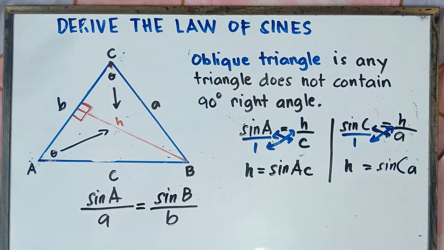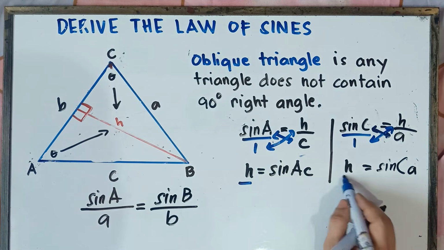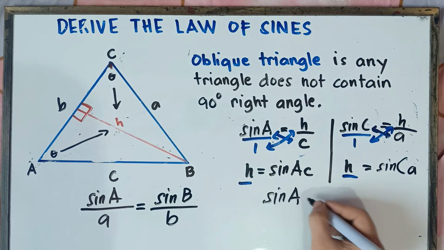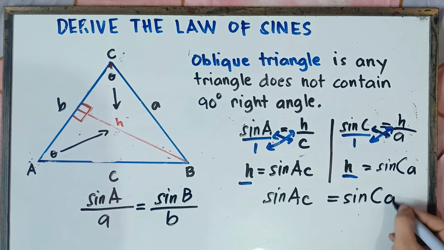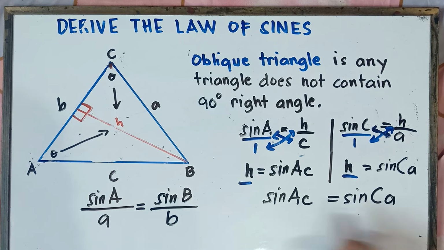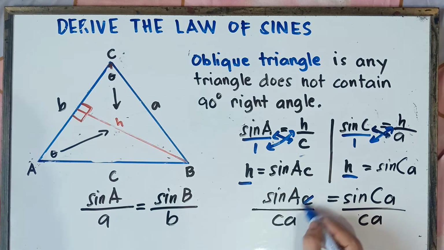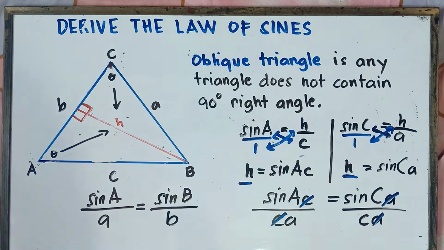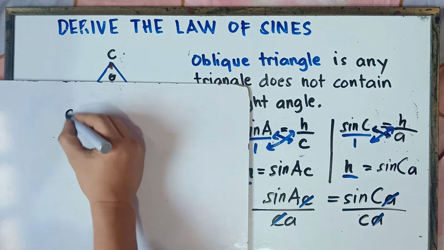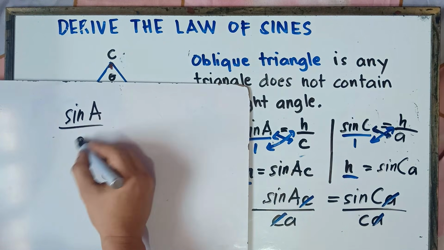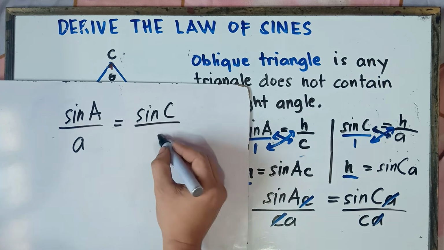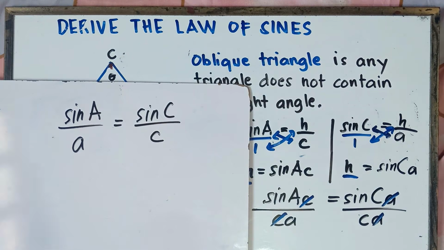Alright, so we have the same H. Therefore, we can equate these. Same H, therefore we can say that sine angle A times C is equal to sine angle C times A. Now, since we have C and A, we can divide both sides by C and A. So, cancel C and cancel A. Therefore, we can say that sine angle A over A is equal to sine angle C over C. Once again, class, in our second ratio, we can say that sine A over A is equal to sine C over C.